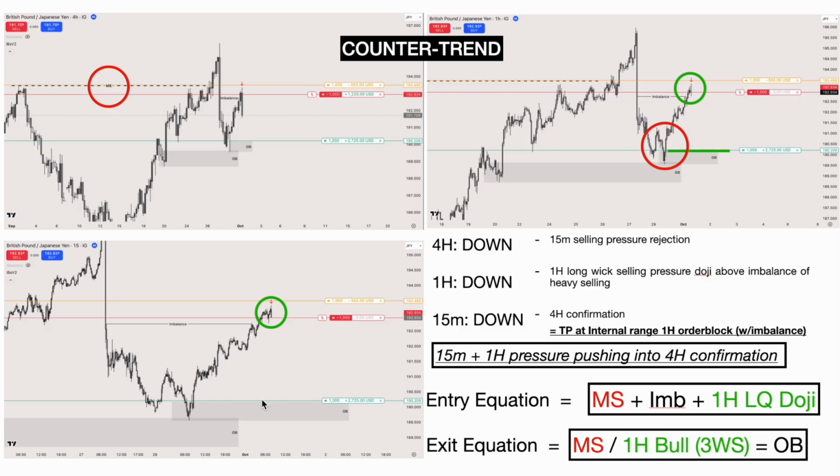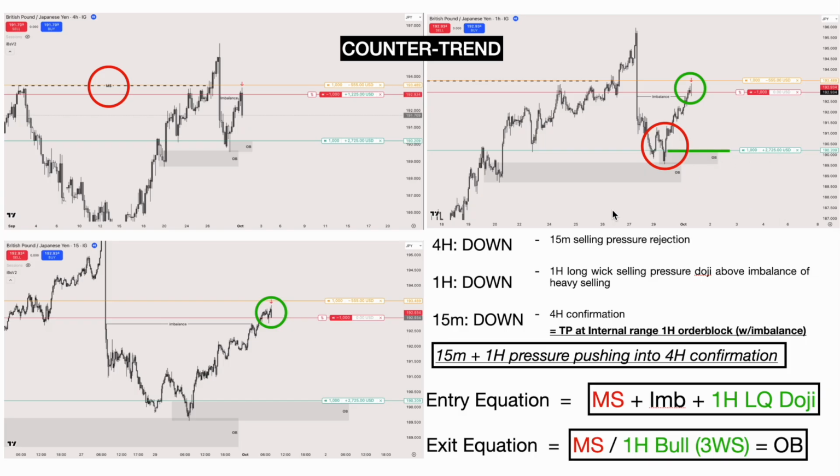And then we're aiming for this order block on the 1 hour. We can see within the internal range, this is the institutional zone. We see this 1 hour order block. Okay, so what we're doing is we're seeing 4 hour, 1 hour doji. We can see that entry again with that 15-minute as well. So we have that 15-minute plus 1 hour pressure pushing into 4 hour confirmation. And then we want to take profit at the internal range 1 hour order block with imbalance.